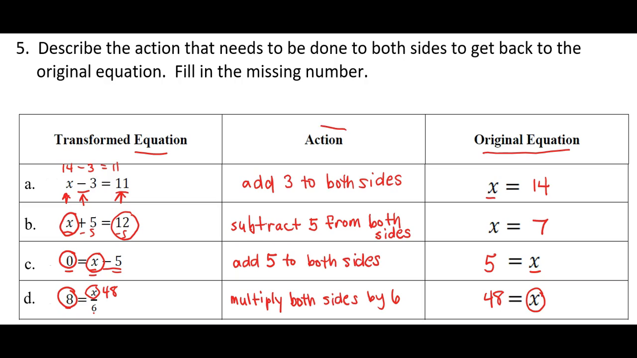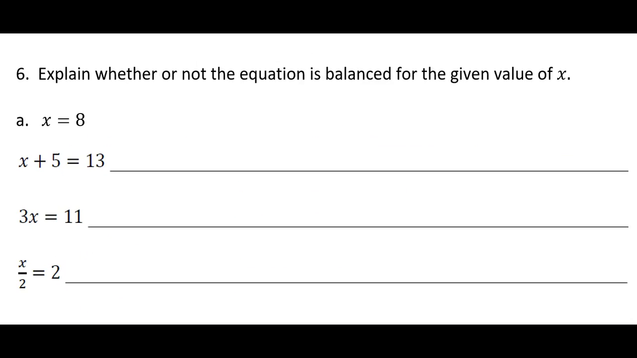So basically, the action that you're taking to get back to the original equation is the opposite of what you're seeing in that transformed equation. And in the final section, we're given some equations, and we're to decide whether x equals 8 in each equation. So for example, I have x plus 5 equals 13.